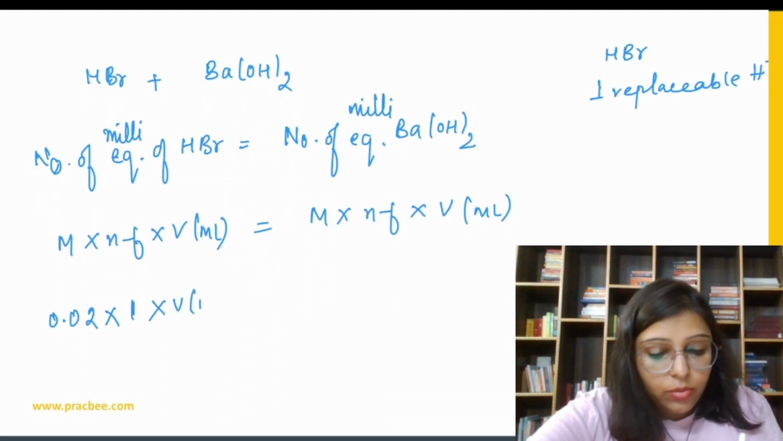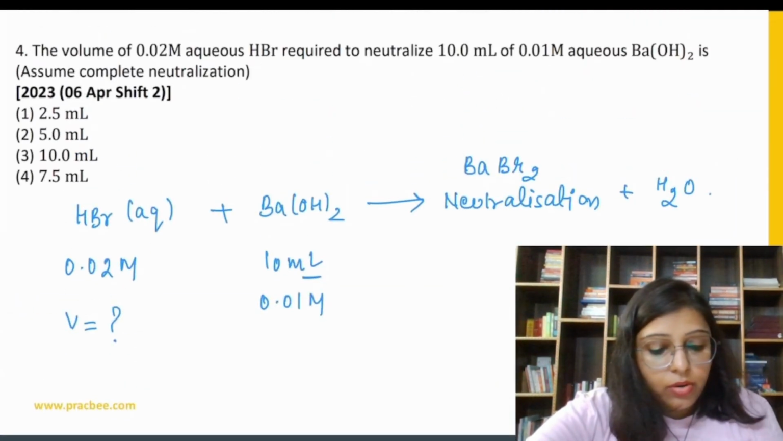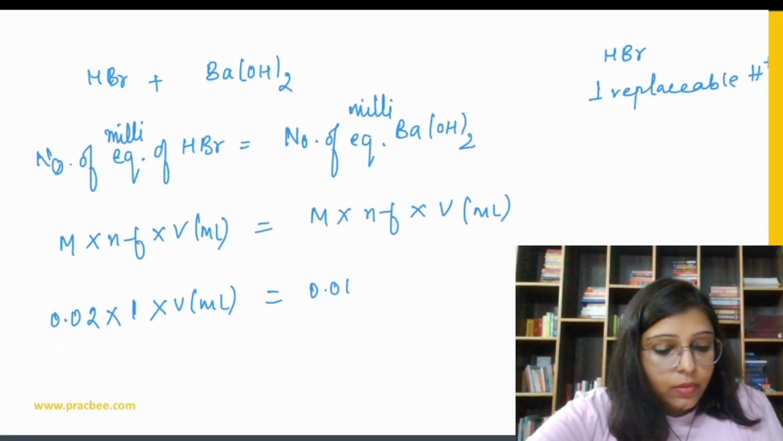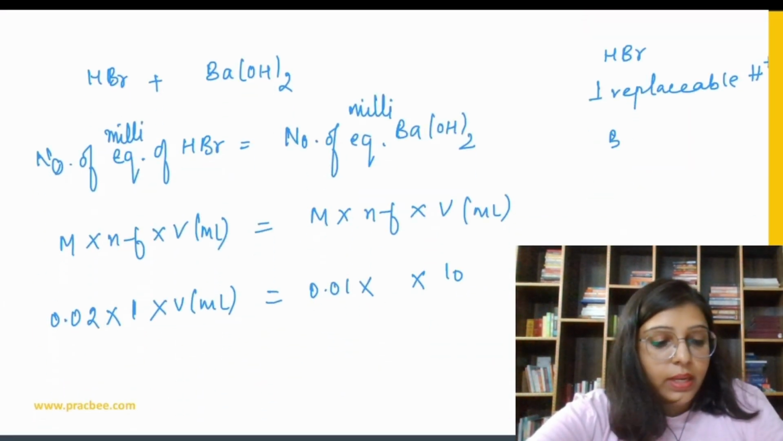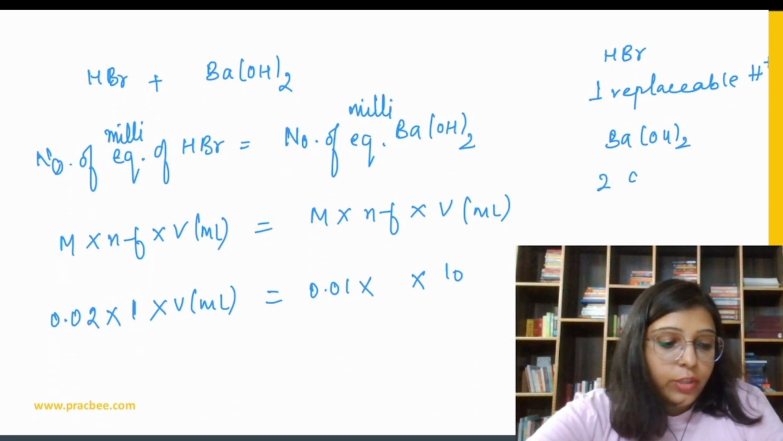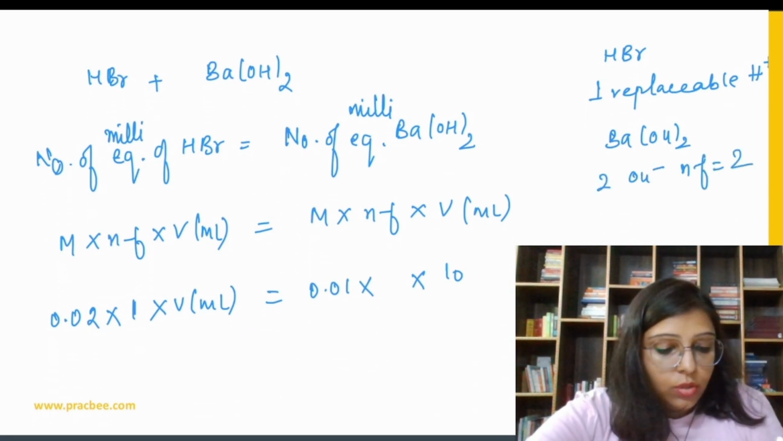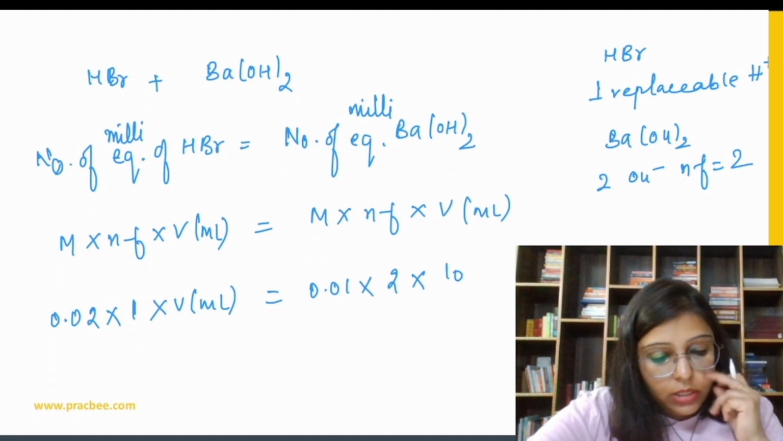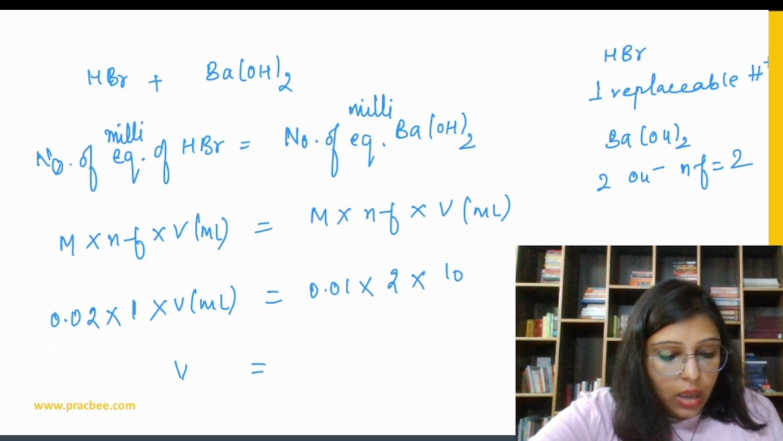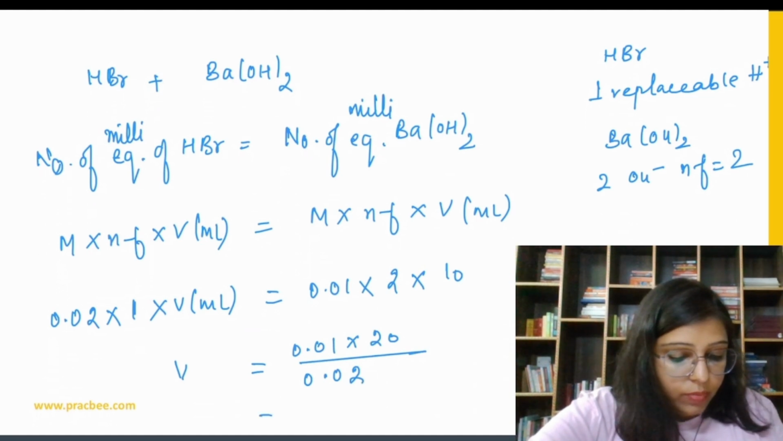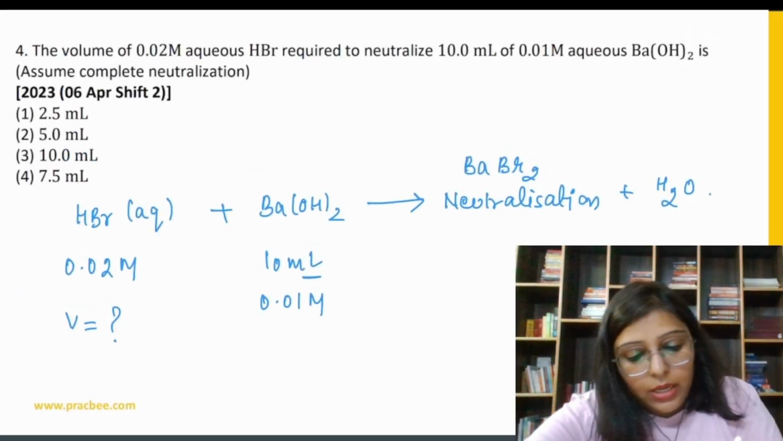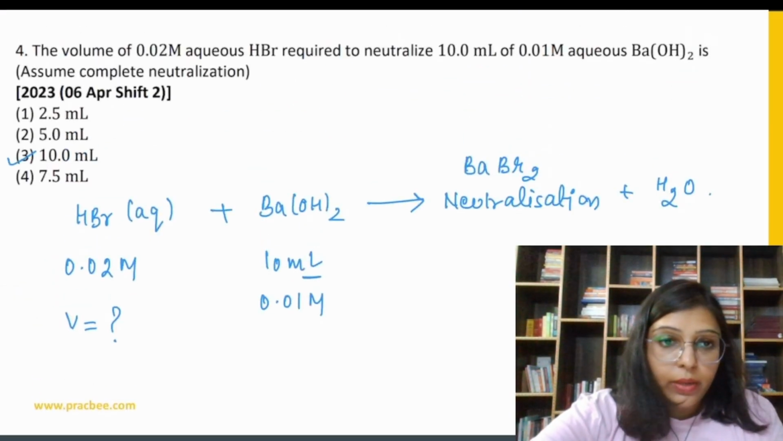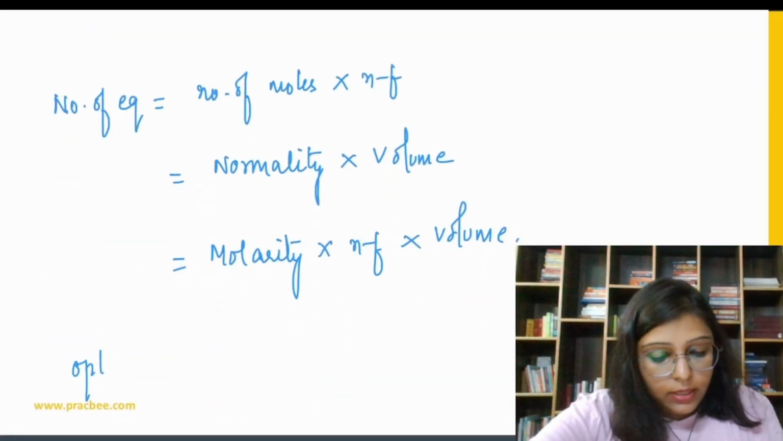And the volume we have to find out is equal to molarity of barium hydroxide 0.01, volume is 10, and n factor: barium hydroxide has 2 OH minus, so the n factor is equal to 2. Now let's find out the volume: 0.01 into 20 upon 0.02. On solving you get 10 ml. So the answer is 10 ml. It means option 3 is the correct answer.